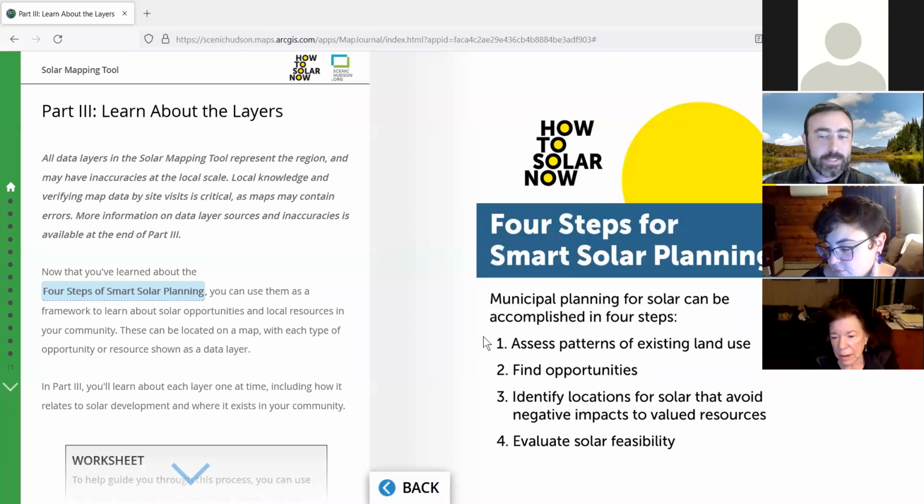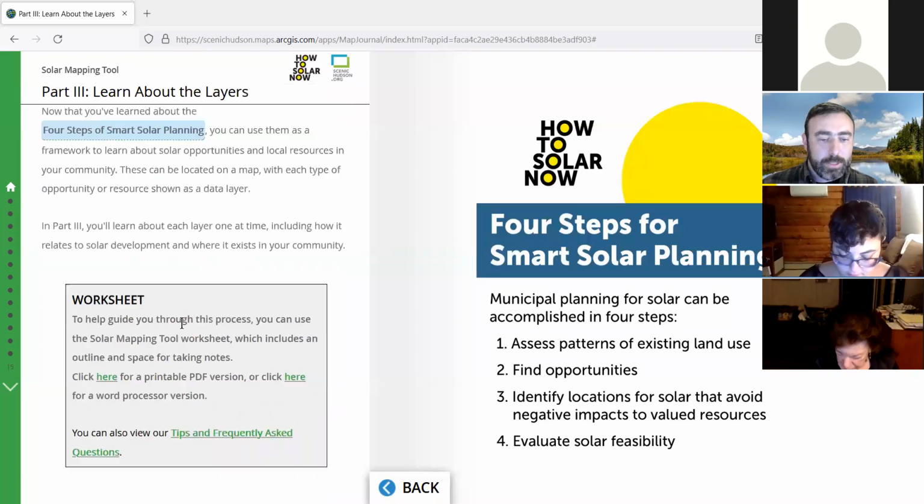So we already looked at assessing land use patterns. That was using the land cover map. We looked at finding opportunities. That was the mines, the rooftops, et cetera. And we were in the middle of looking at valued resources and where those are. So we're gonna skip back to that in just a moment here.